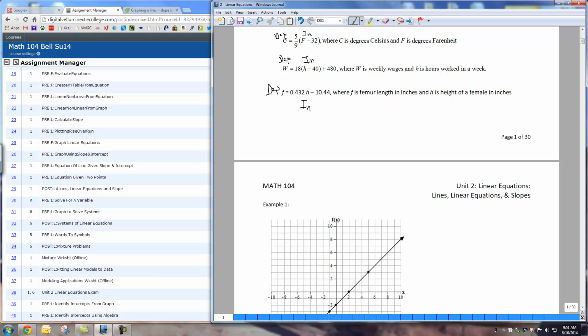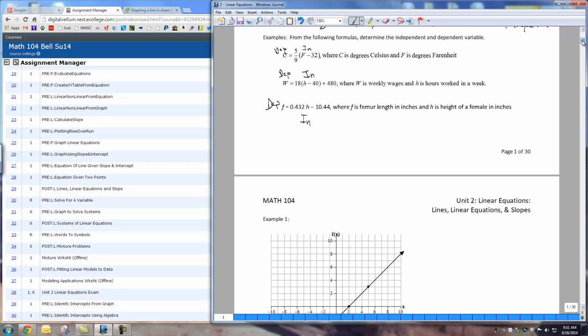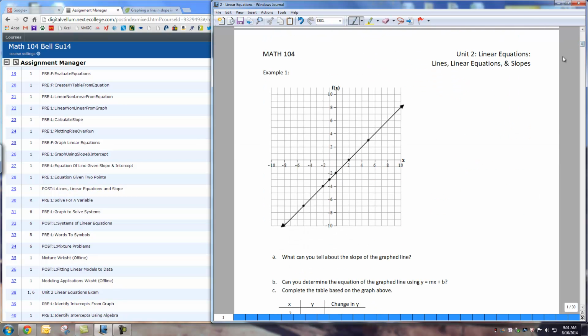All right, so in this case, f is dependent. F depends on h. Okay, so we have to know h before we can find f. So another way to think about it, remember, f of x is another way of saying y. F of x means y, or output. And we write it using this f of x notation because then it makes it very easy to know what the independent variable is. Well, the independent is x to give us a dependent variable of f.